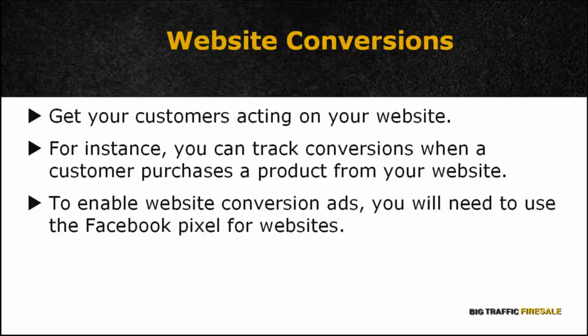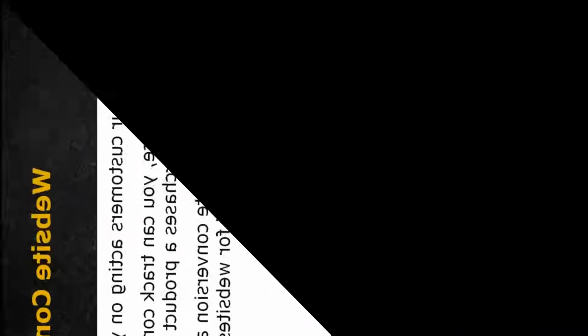Last but not least is website conversions. This campaign objective is to get your customers acting on and using your website. For instance, you can track conversions when a customer purchases a product from your website. To enable website conversion ads, you will need to use the Facebook Pixel for websites.